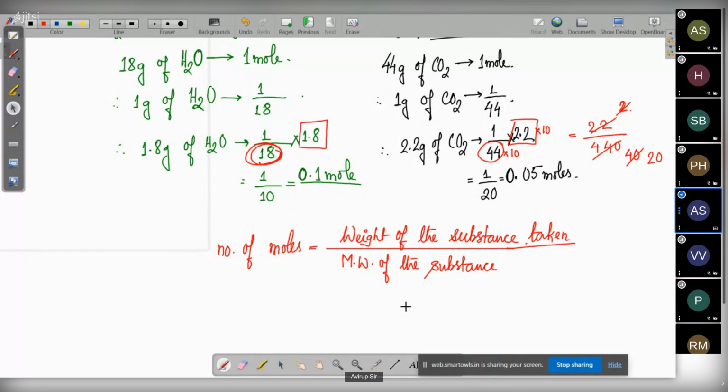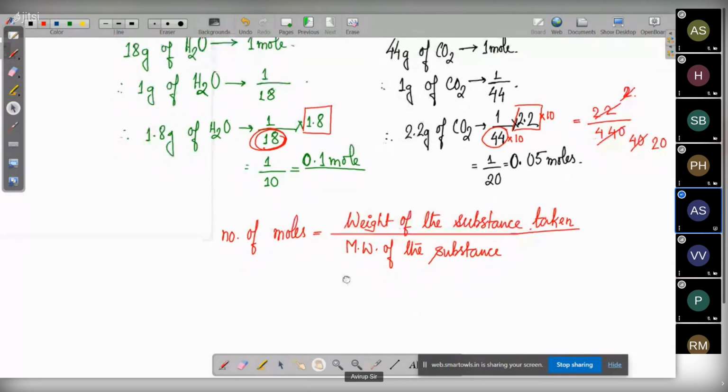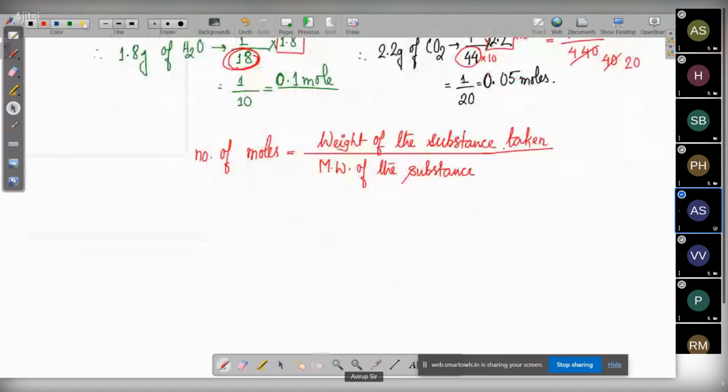So now suppose I tell you that you are taking 8 grams of methane, 8 grams of CH4. Now use the formula and quickly tell me how many moles are there in 8 grams of CH4. What is the molecular weight of methane, CH4?